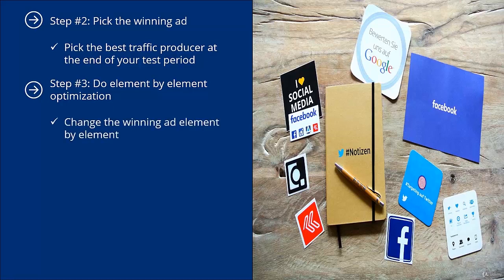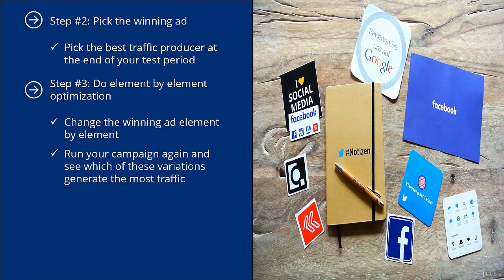Change the winning ad element by element. Start with the headline. Make 5 different versions of the ad, each with different headlines. Run your campaign again and see which of these variations generate the most traffic. Deactivate the rest, and then take the winning headline and see if you can come up with a tweak that would increase the conversion rate.